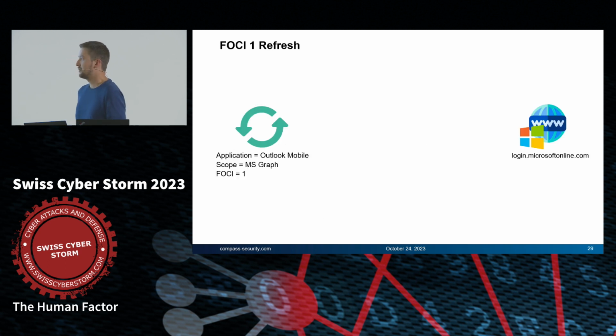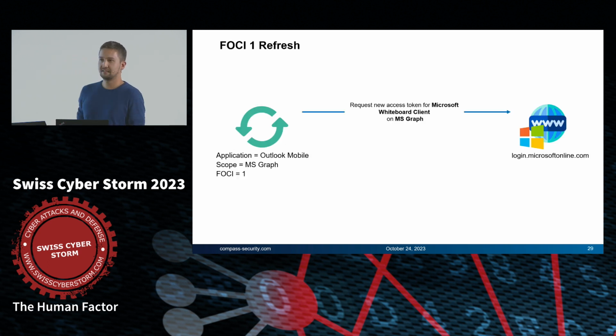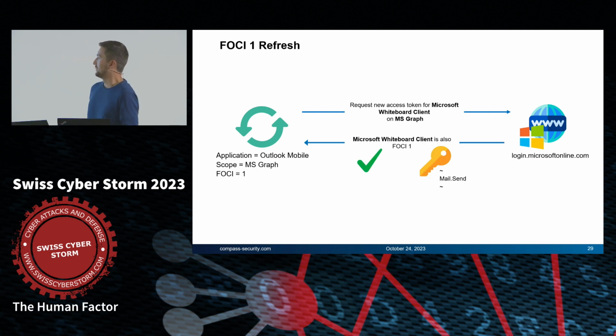What we can do now is say, okay, please give me a new access token for the Microsoft Whiteboard client on MS Graph. And Microsoft will say, okay, it's in the same family. Here is your access token. With that, we now have the Mail.Send permission to also send emails via MS Graph without doing another phishing. And even if the user only consented to the Outlook Mobile application, we also have permissions inherited from other applications.